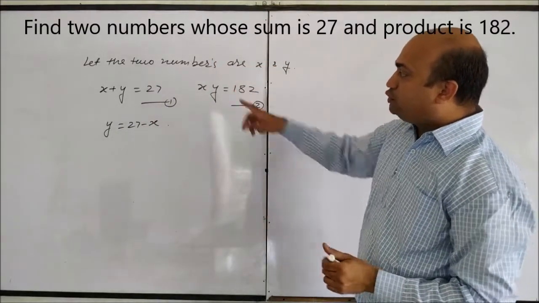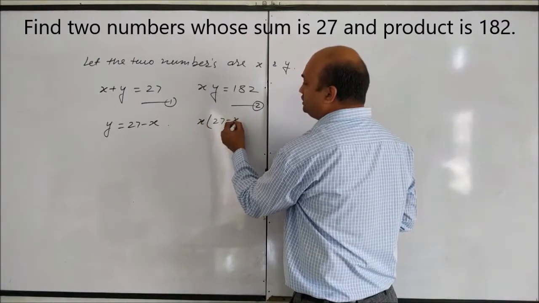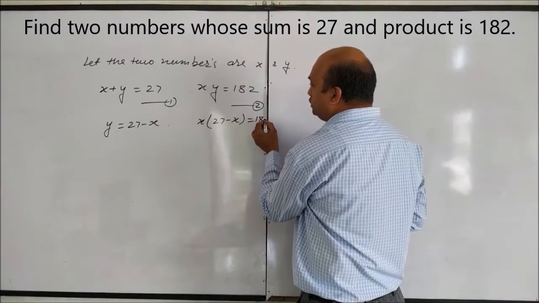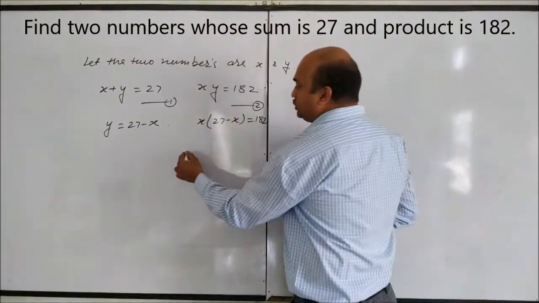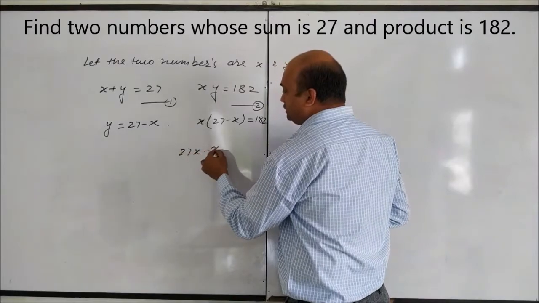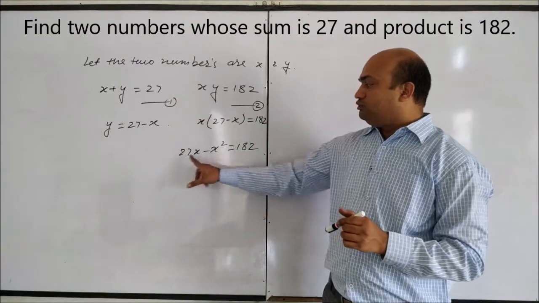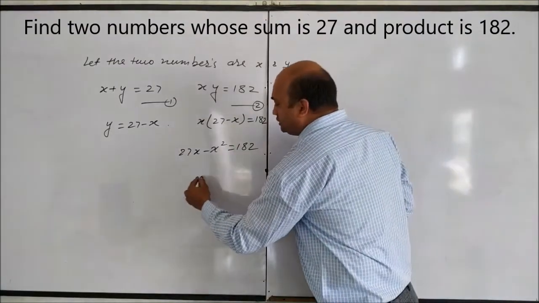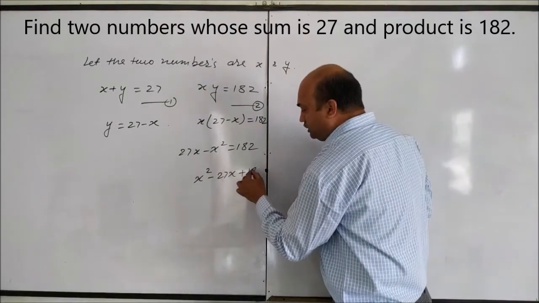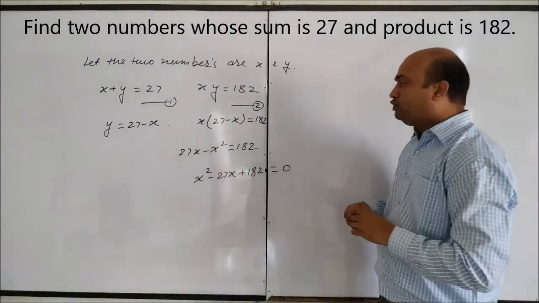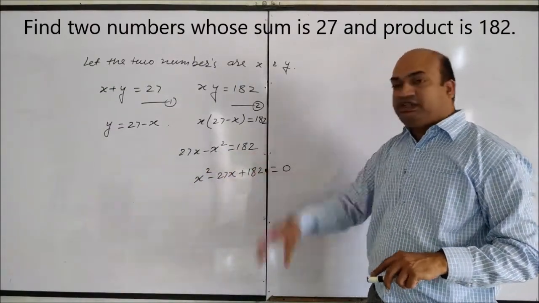This value of y we put in equation number 2, this will be x into y we put as 27 minus x is equal to 182. This we multiply inside, it is 27x minus x square is equal to 182. These two terms we shift here. So here we will get x square minus 27x plus 182 is equal to 0.